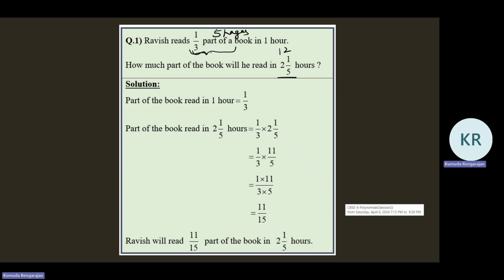So children, see, replace the fractions with some natural numbers. Now read the question. Ravish reads 5 pages in 1 hour. How much of the book will he read in 12 hours? 1 hour, 5 pages. So 12 hours, 12 into 5, right? 60 pages. So it's multiplication. So you have to multiply here also. So part of the book read in 1 hour, 1 by 3. Part of the book read in 2 1 by 5 hours will be 2 1 by 5 into 1 by 3. Then you know how to multiply.